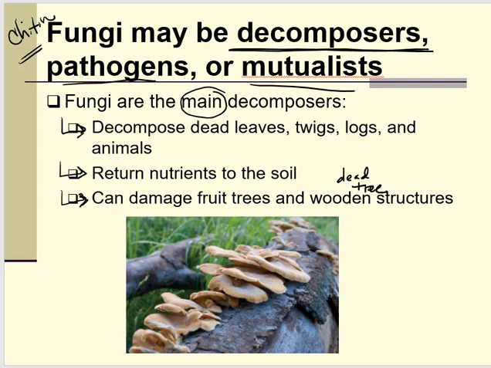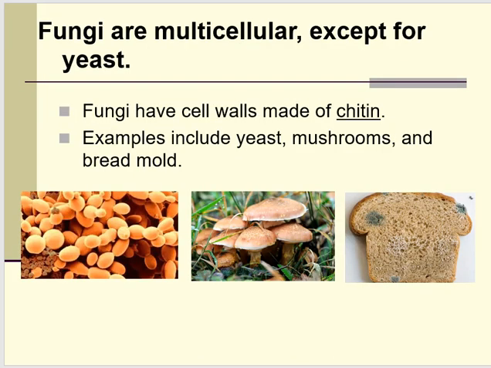All right. They are multicellular except for one. We should know that one. It is yeast. All right. Cell wall made of chitin. All right, here's your yeast on the left. We got our mushrooms in the middle, and we got bread mold.